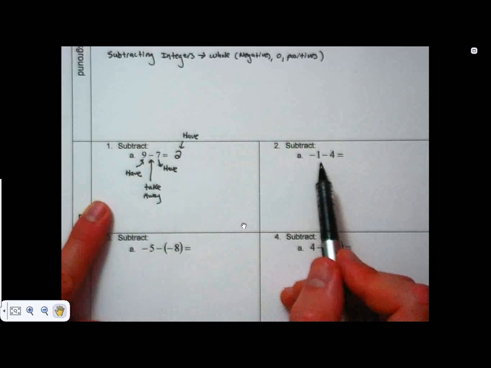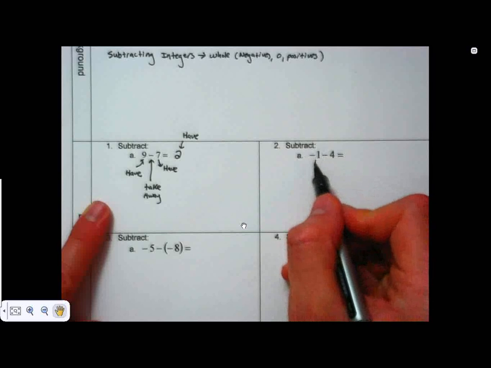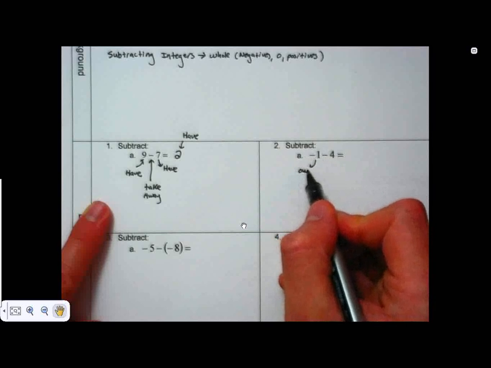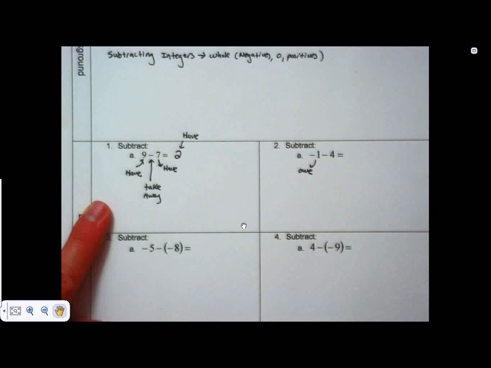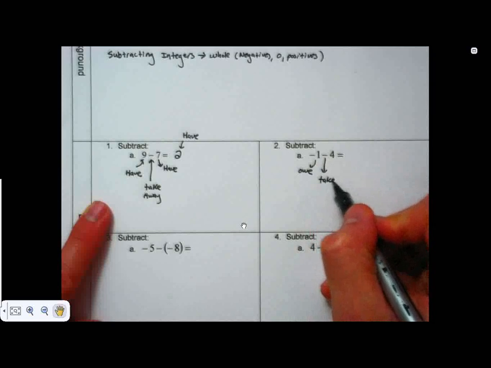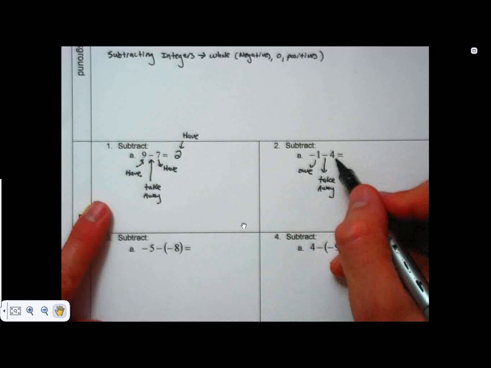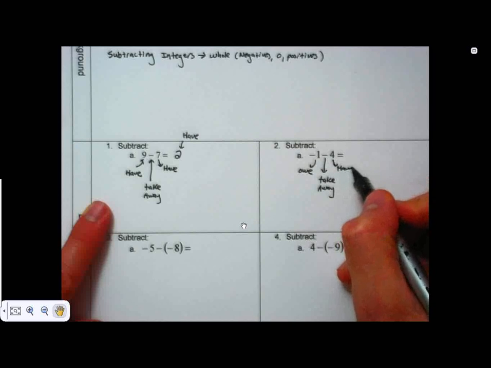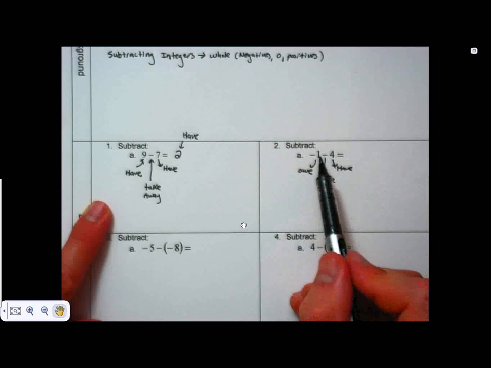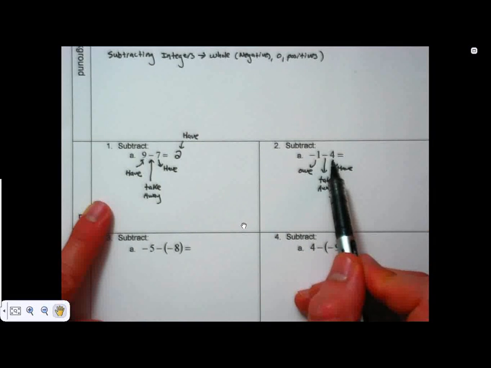Let's look at another example. In the second example, I'm starting out with a negative. Again, for me, that means that I'm owing money. So I begin by owing money, and the subtraction sign means take away. Somebody's taking away $4 of what I have. If I began by owing 1 and then somebody takes away $4 of what I have, I'm going to owe $5 overall.